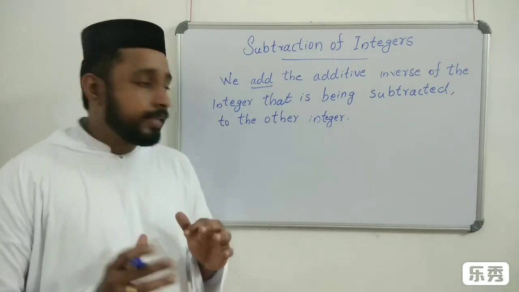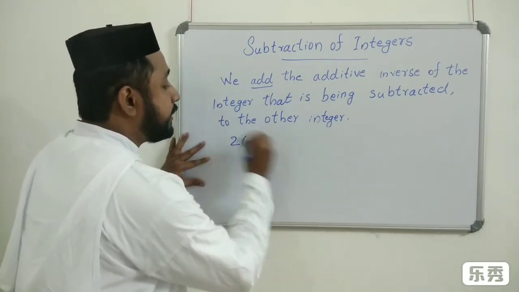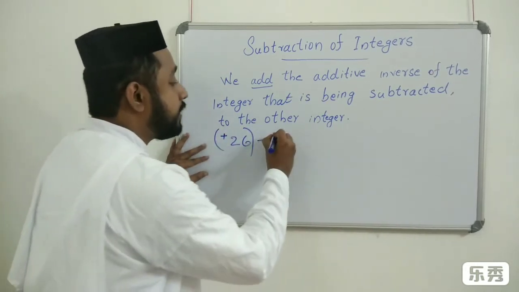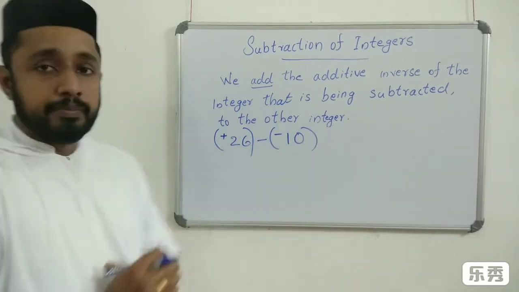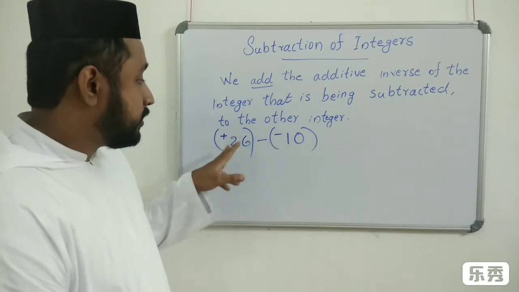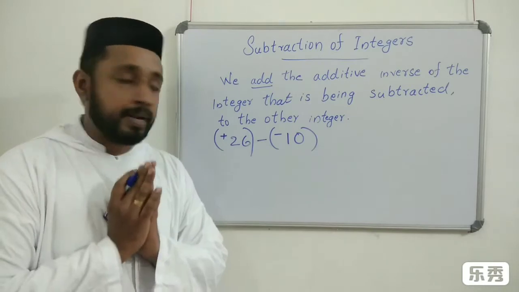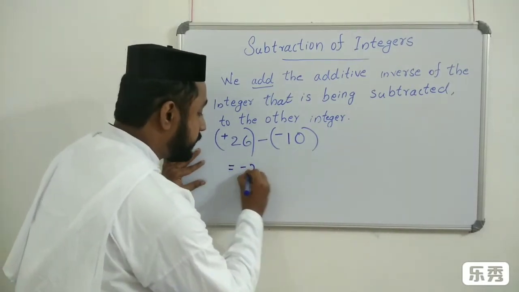Let us consider another example. 26, that is plus 26 minus 10. This is subtraction of two integers. The two integers are plus 26 and minus 10. The operation is subtraction, so it is equal to plus 26.